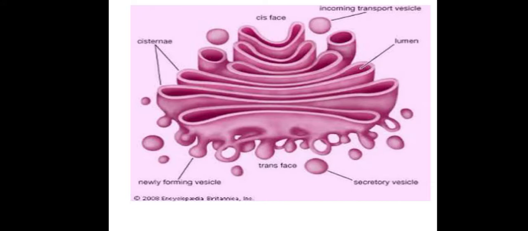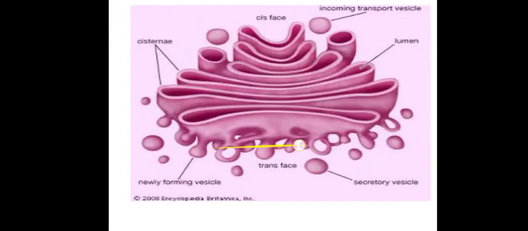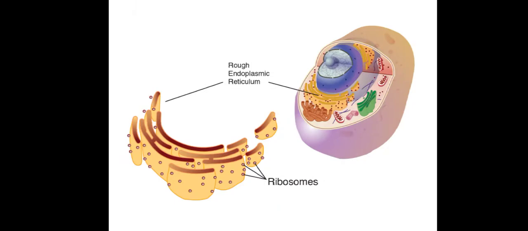When you see the cis phase and the trans phase, the cis phase is the phase which is facing towards the plasma membrane. Trans phase is the phase which will be facing towards the nuclear membrane. So here you can see, this is the cis phase which is facing towards the plasma membrane. That side is the trans phase.